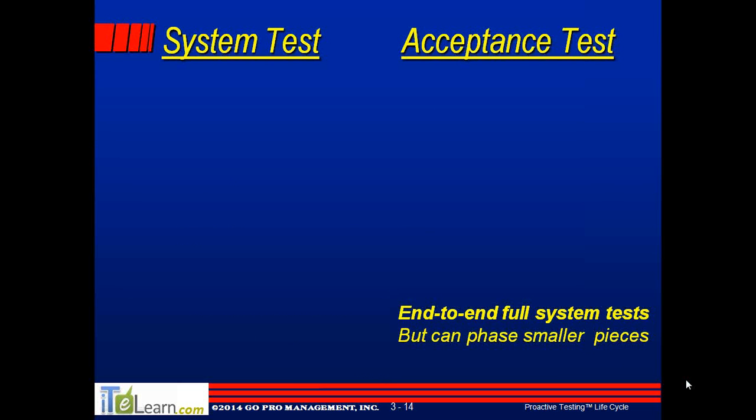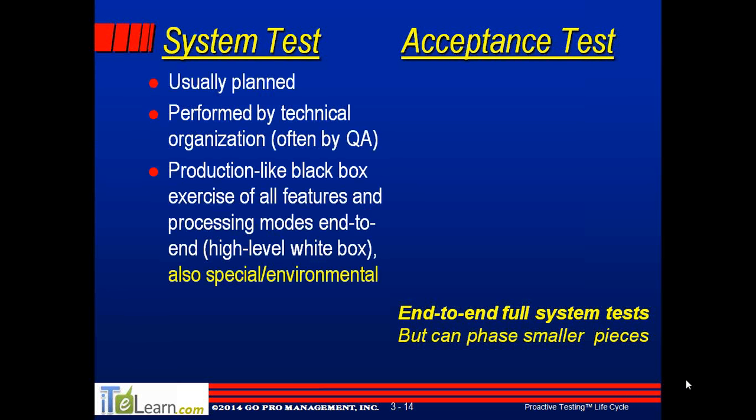Now, these are often done at the end, but I will encourage you, and we'll see how we can do this later in the course, that you can do these in more gradual steps and also do them earlier than at the end. So system testing is the province of the development side of the house. It's demonstrating that the system works in a production-like environment. System testing, many people think, also means doing what are called special or environmental tests, things like performance testing, security testing. Technically, they are separate from system testing, but they are often performed as part of system testing.